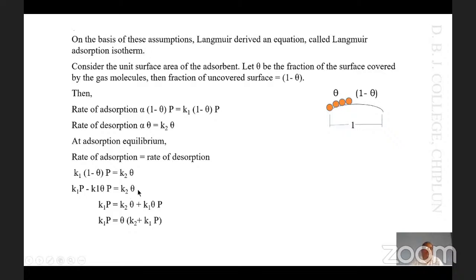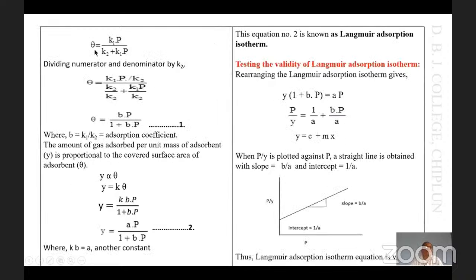Transfer this negative quantity to the opposite side. At the opposite side, it becomes positive. Now then, let us take out this theta as common. We will get this equation. Then theta is equal to K1P divided by K2 plus K1P. Like this, we can write the equation.